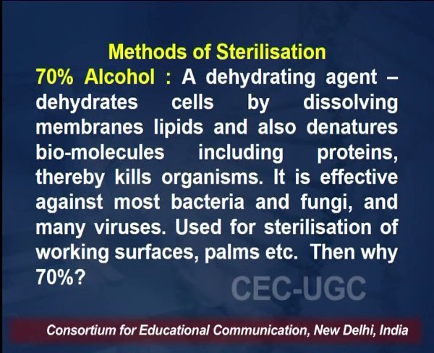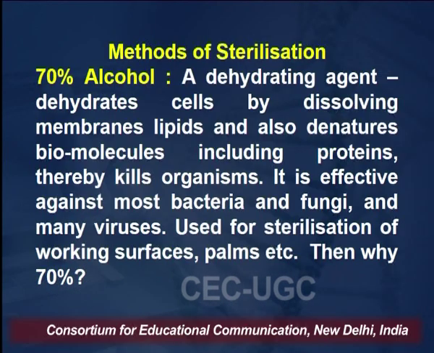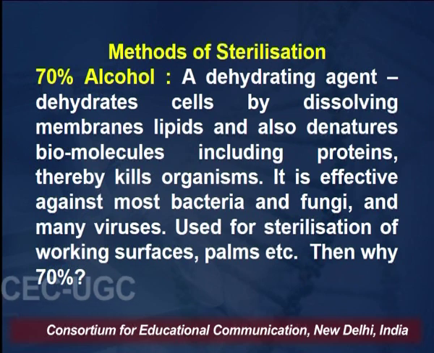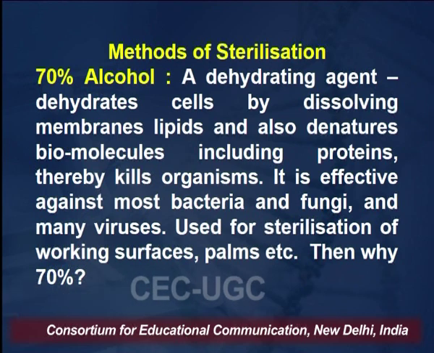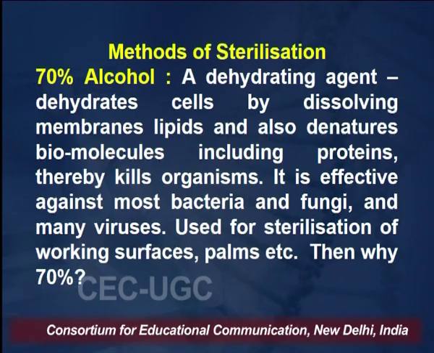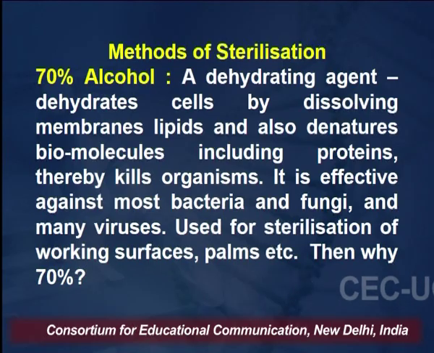The chemical method which is most commonly used is the use of 70% alcohol. So why is 70% alcohol used? Because first, it's a dehydrating agent. It dehydrates the cells by dissolving the membrane lipids and also denatures the biomolecules, which include proteins, and thus it kills the organism. It is effective against most bacteria and fungi and also viruses. So it is used for the sterilization of working surfaces, palms, etc.